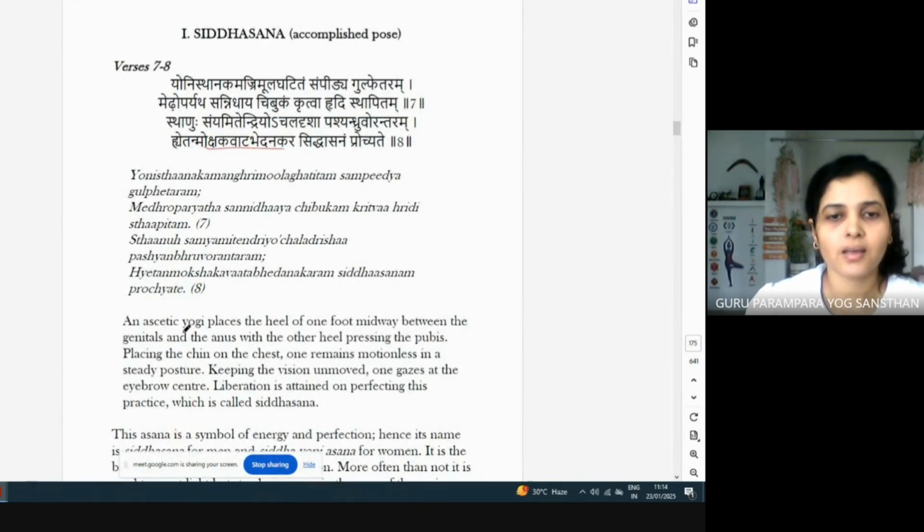As ascetic yogis place the heel of one foot midway between the genitals and the anus, with the other heel placed on the pubis. Placing the chin on the chest, one remains motionless in a steady posture, keeping the vision unmoved, and one gazes at the eyebrow center, Bhrumadhya Drishti. Liberation is attained on performing this practice, which is called Siddhasana.